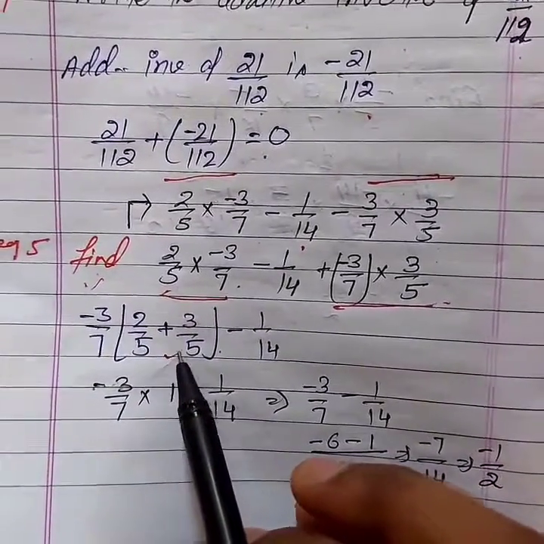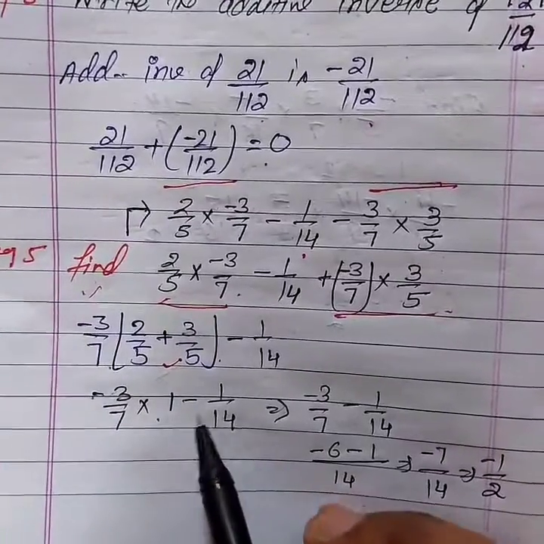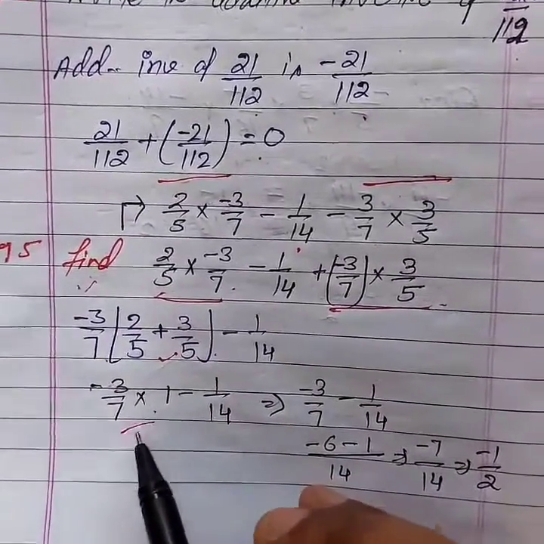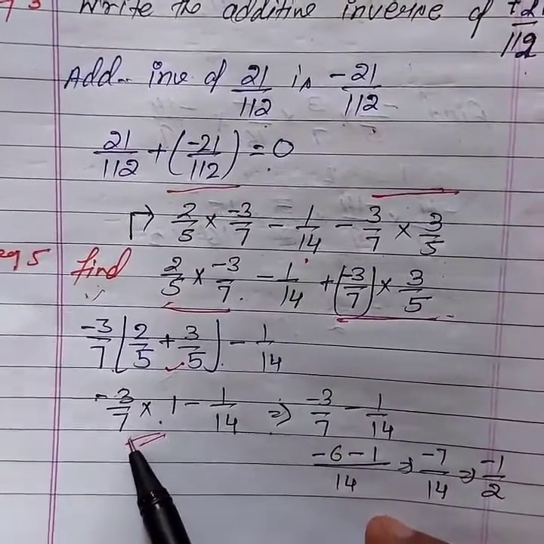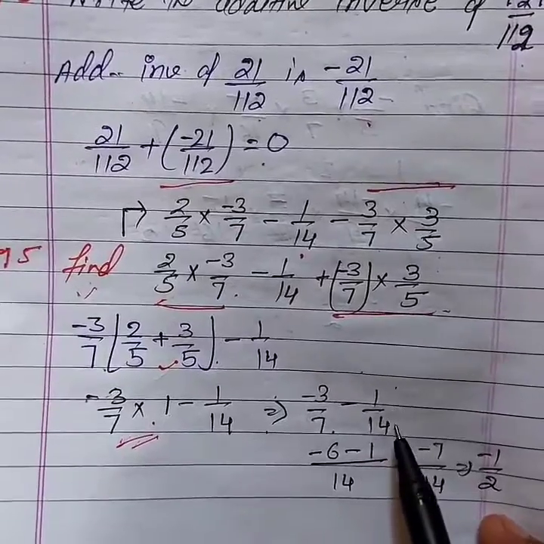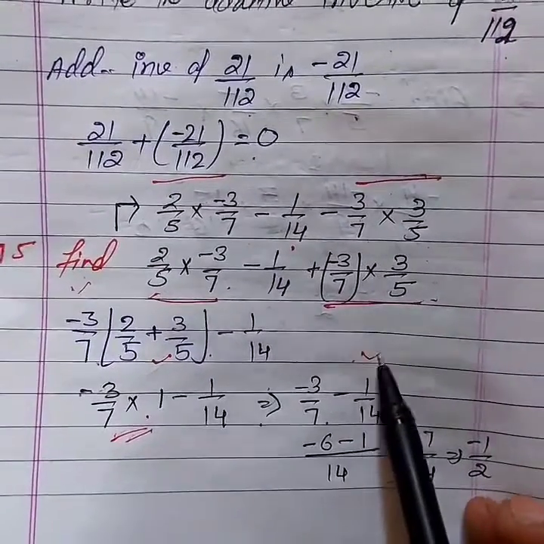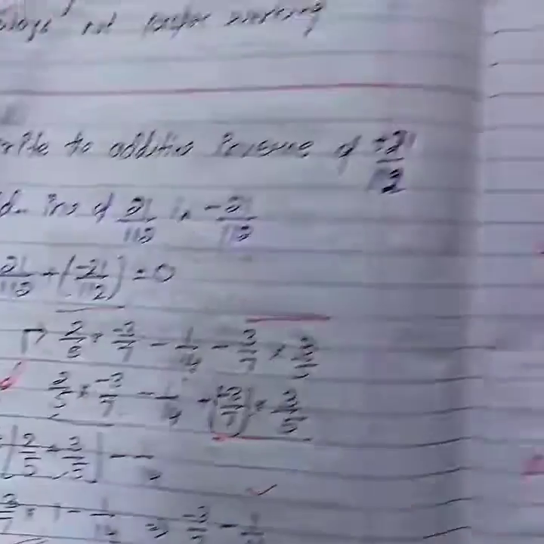When we solve this bracket and multiply the result with −3/7 we get this result, and −1/14 is equal to −3/7 × 1 − 1/14, that is −3/7 − 1/14. Then when we solve this fraction, we get −1/2 as the answer.